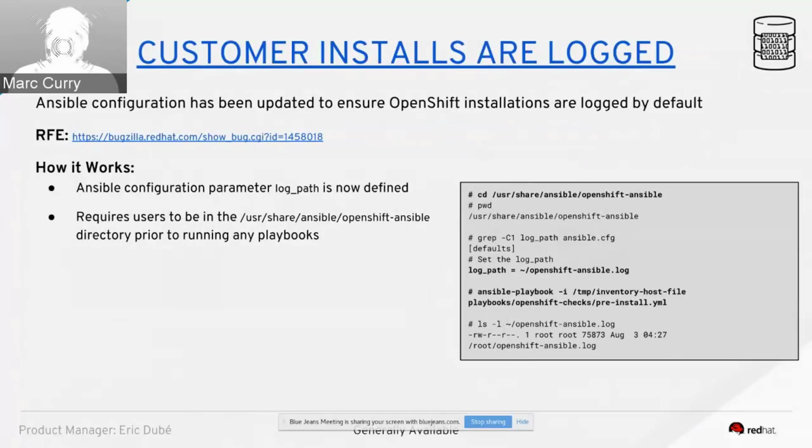Another enhancement, customer installs are logged. New for OpenShift 3.11, Ansible installs are now logged by default, and they're logged to a location that's defined by a log path parameter in the Ansible config file. The only requirement is that when you run any playbooks, you be in the OpenShift Ansible directory prior to doing so. Next slide, please.